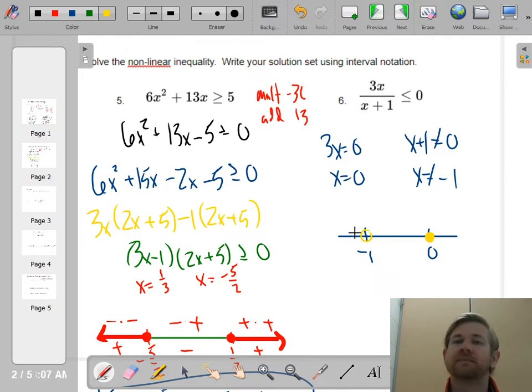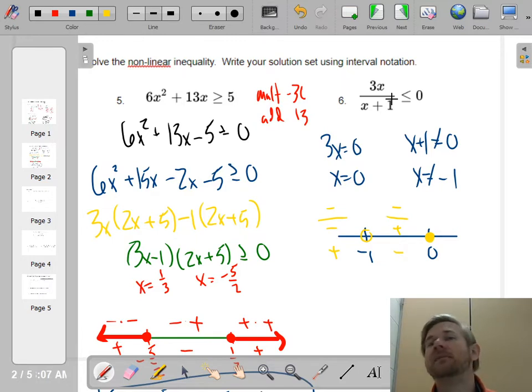Now let's do the intervals. Pick a really negative number. The numerator will be negative. Pick a really negative number, add 1, it's still going to be negative. Their quotient will be positive. Pick a number in between negative 1 and 0. How about negative 0.5? 3 times negative 0.5 is negative. Negative 0.5 plus 1 is positive. Their quotient is negative.